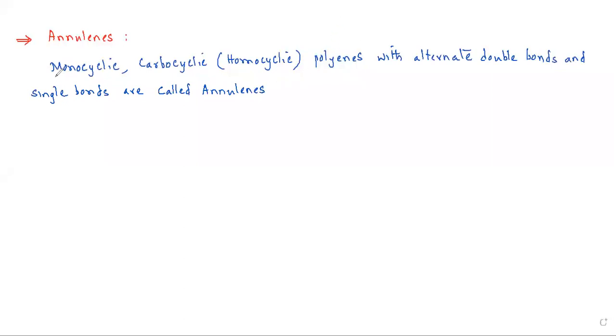So they are monocyclic, having one ring, carbocyclic, the ring is made of carbon atoms only. Of course, polyenes having many double bonds, and the arrangement of double and single bonds is, of course, alternate. Okay, let me take some examples.